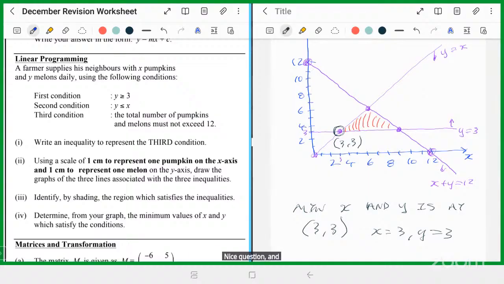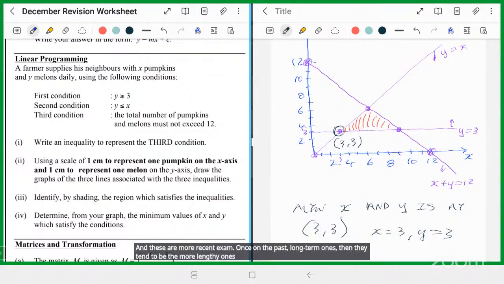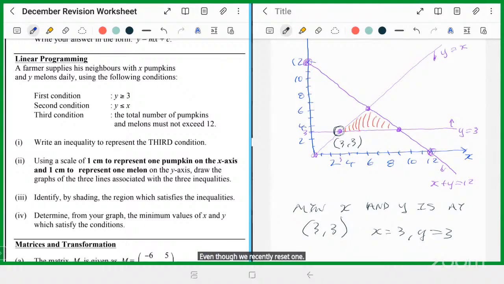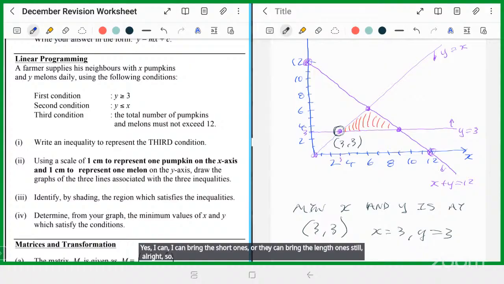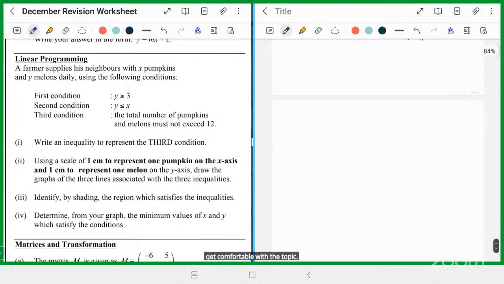And these are more recent exams. The ones from the past, the long time ones, tend to be the more lengthy ones where they're asking for profit and all these things. Even though recently they set one that was quite lengthy as well. So I guess they can bring the short ones or they can bring the lengthy ones still. Alright, so that's why we basically get comfortable with the topic. I don't know what they're gonna set.